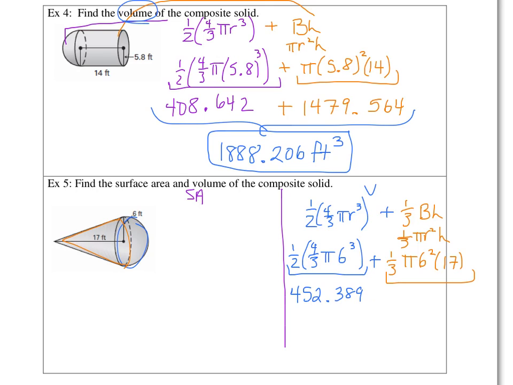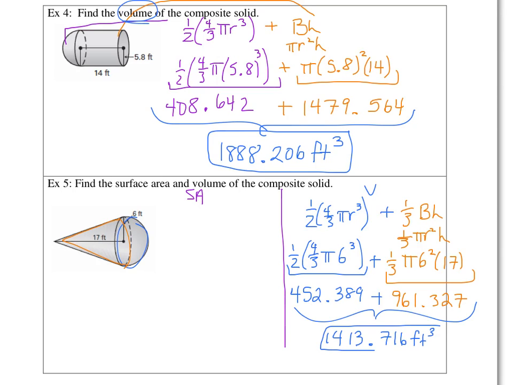452.389. And always double check to make sure you're getting the same numbers that I do, because part of it is also typing it in the calculator correctly to make sure you can get the final answer. So when I add these two together, I get 1,413.716, and this is volume over here, so it needs to be feet cubed.